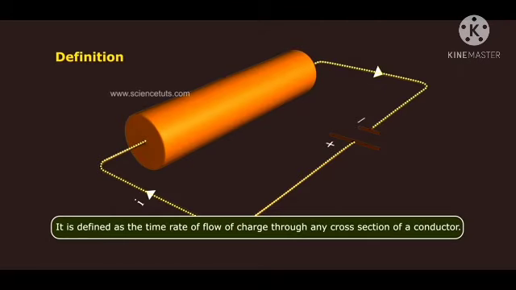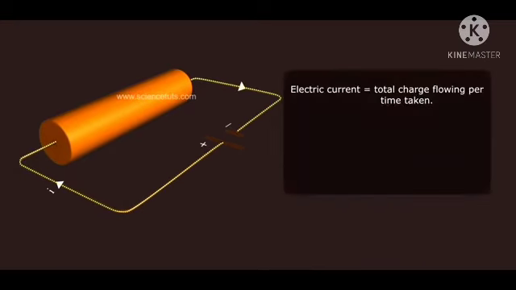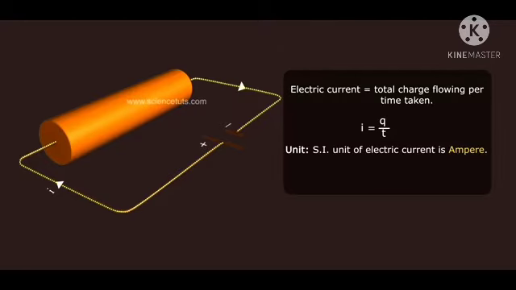It is defined as the time rate of flow of charge through any cross section of a conductor. Electric current equals total charge flowing per time taken. I equals Q by T. Unit: SI unit of electric current is ampere. 1 ampere equals 1 coulomb per second.